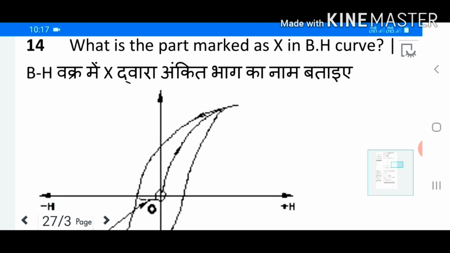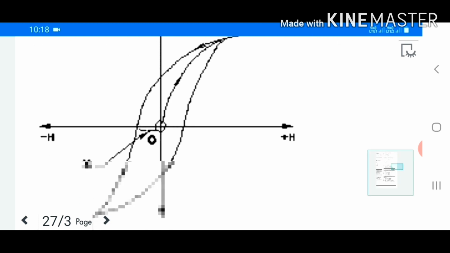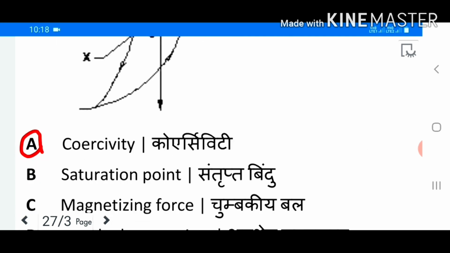14. What is the part marked as X in BH curve? Answer A. Coercivity.